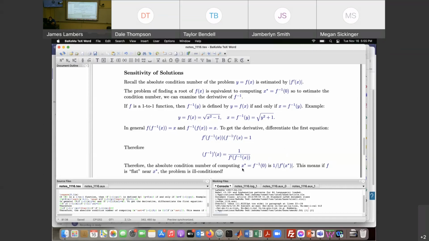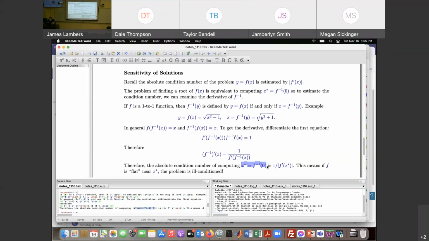So what happens is the condition number for computing a root of a function f is 1 over the derivative. So in other words, if the function is very steep, so f prime is large, then the problem is well conditioned. Whereas if a function is flat near the root, so the derivative is small there, maybe even 0, then the problem is ill conditioned.